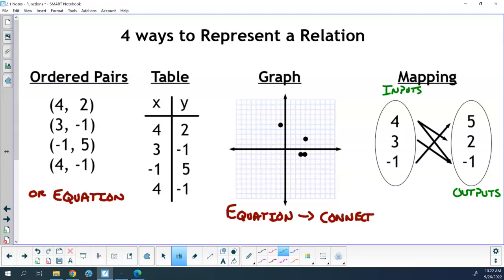So for instance, 4 comma 2 was our original point. Right now, let me go to a different color. 4 comma 2 was our original point right here. That, in terms of a mapping, would be this one right there. So you still have everything. It's just a different way of it. Okay?